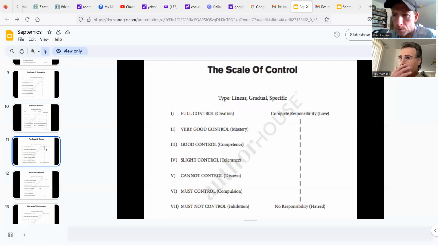You see? Or if a guy has a son, he tells his son, now look, son, don't play with matches. You see, he's assuming responsibility for the kid. So he's controlling him. So when there's no responsibility, there's no control, and that's the bottom of the scale. So complete responsibility is another way of saying love. When you love someone, you assume responsibility for that person completely. When you hate someone, you assume no responsibility for that person.